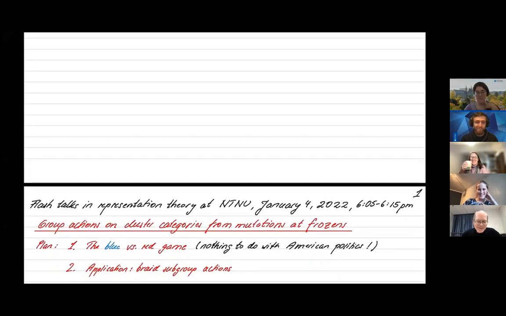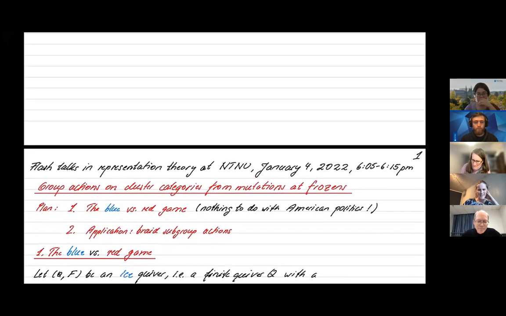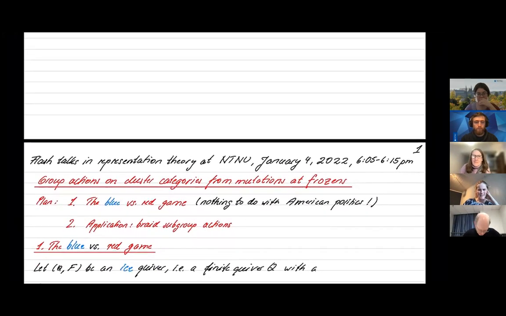And then in the second part, I'd like to apply the outcome of this game to construct actions of subgroups of Braid groups on cluster categories as promised in the title. So let's look at the blue versus red game. So we fix an ice quiver.